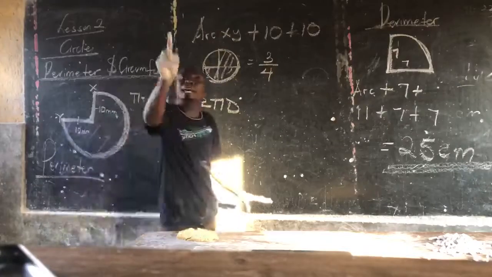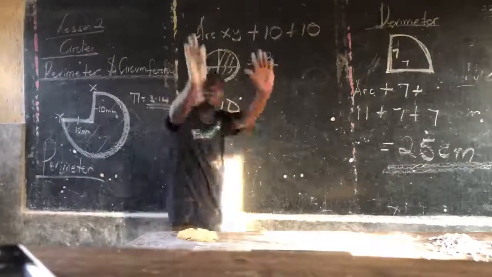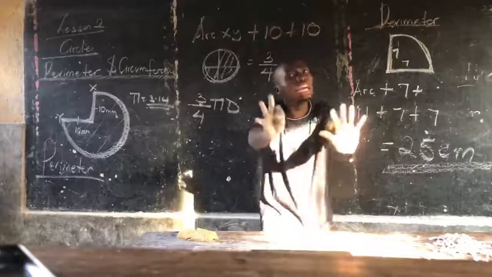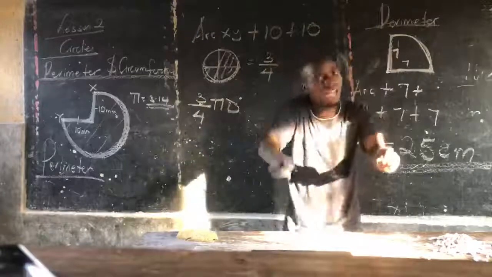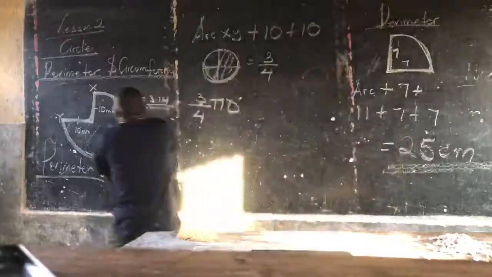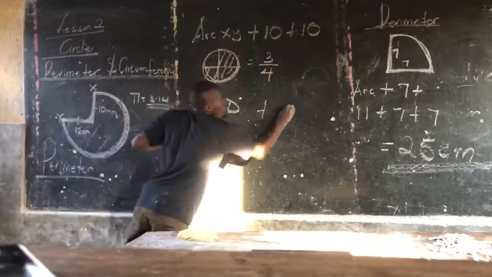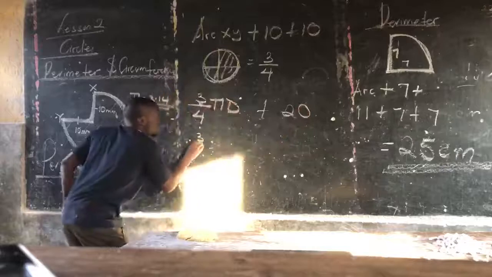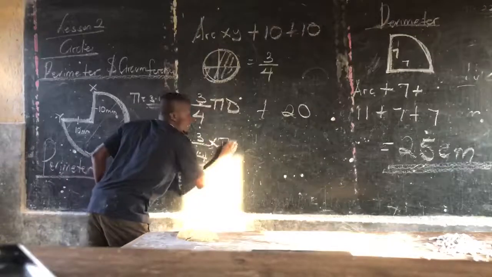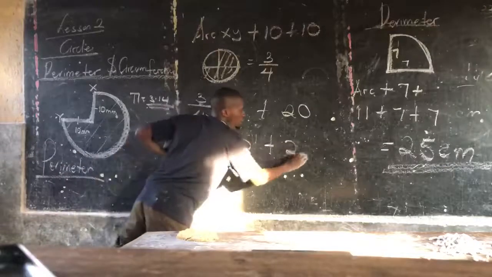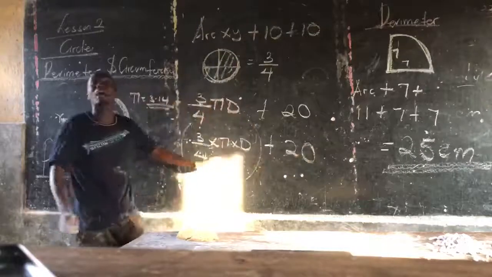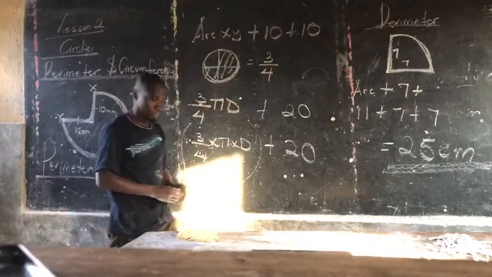Somebody will say length of the arc. Are you getting me? Length of the what? The arc. Perimeter. So you know the length of this arc, plus the 20. So you know what? 3 over 4 times pi times d. Are you getting me? Plus the what? The 20. Deal with this one.